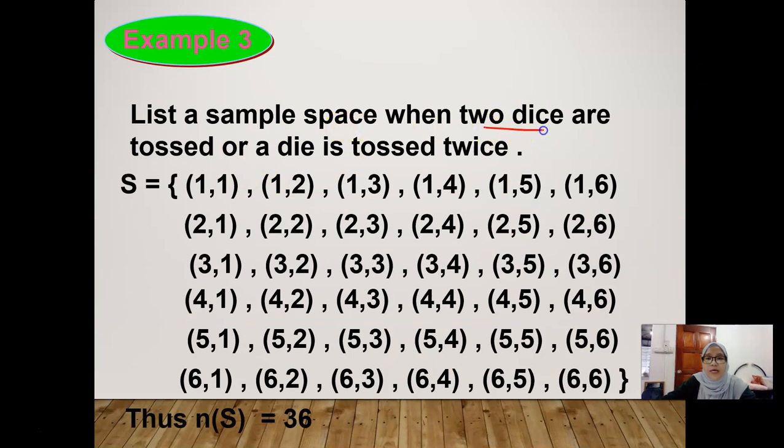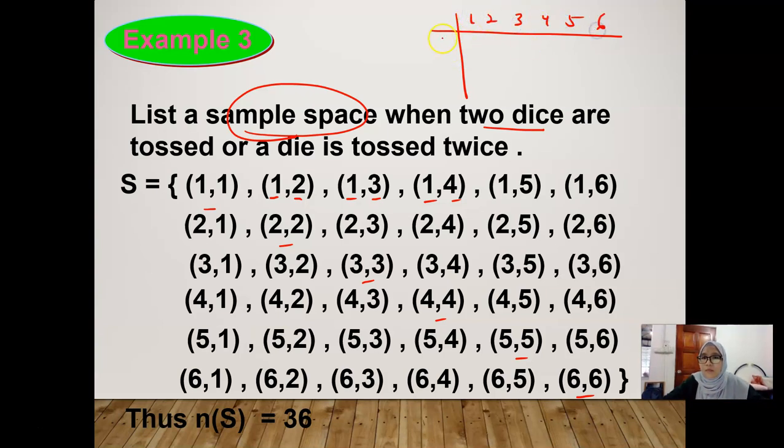List a sample space when two dice are tossed or a die is tossed twice. They ask you to form a sample space. If you have two dice, when you throw it, either you have a common number, 1, 1, 2, 2, 3, 3, 4, 4, 5, 5, 6, 6, or you have the first dice 1, second one 2, or you have 1 and 3, 1 and 4. To make it easy, you make a table. So this is the first dice, this is the second dice. So this is the possible pairing of your two dice when you roll it together.